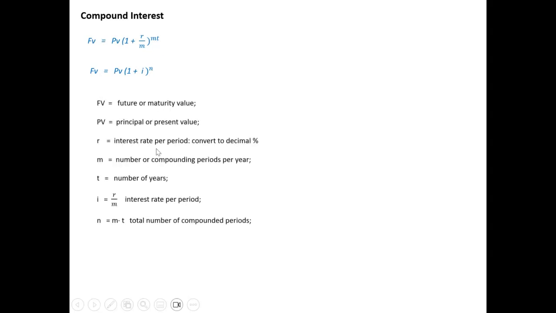Here's what everything means. FV stands for future value. PV stands for present value. The R stands for the interest rate, which is in a percentage; you have to convert it to a decimal. The M is the number of compounding periods per year. T is the number of years. The I is R divided by M, which is the interest rate per period. And the N is M times T, which is the total number of compound periods.